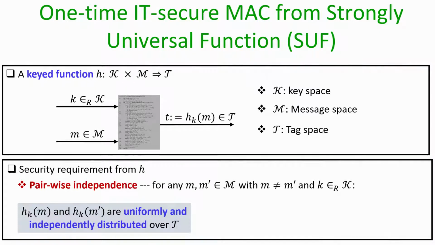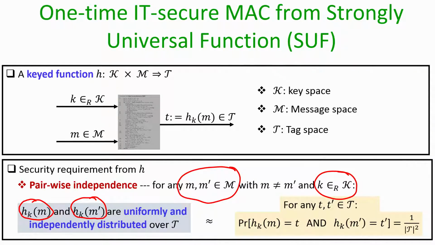The main property that we require from this SUF, or the security property that we expect from this SUF, is pairwise independence. And what exactly we mean by pairwise independence is that we require that for any message pair m comma m dash from the message space which are distinct, and for any key k from the key space little k, the tag value or the function value on input m and on input m dash should be uniformly and independently distributed over the tag space. That means the value of h_k of m should be completely independent of h_k of m dash, and both h_k of m and h_k of m dash could take any value from the tag space with equal probability.